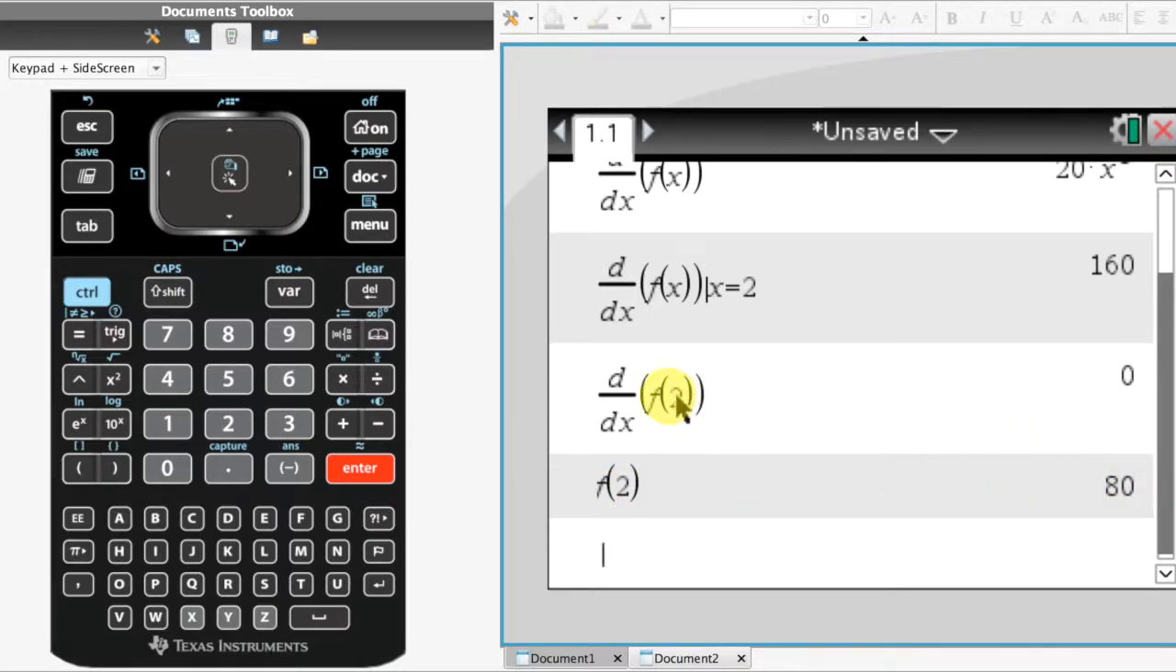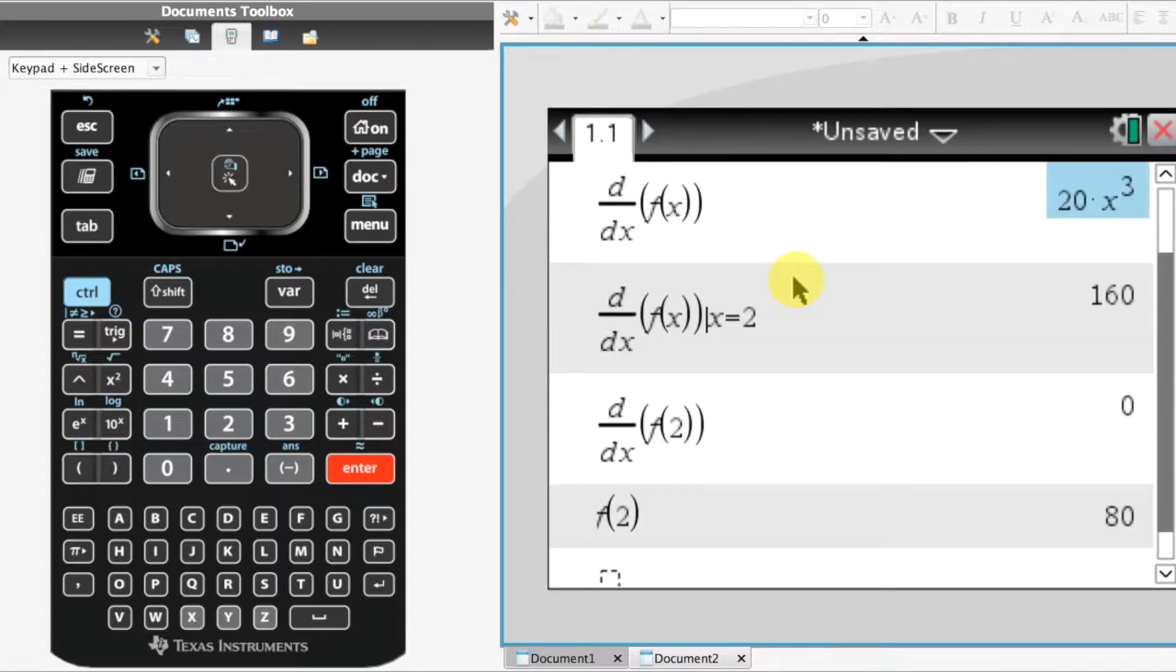Then what the calculator does, it says, okay, here's the 80. Let's work out the derivative of 80. And of course, the derivative of any constant is 0. So what we need to tell the calculator to do is saying, hey, we've got a function f of x. Let's work out its derivative, and that will be an expression involving x. Then let's make x equal to 2. So the derivative of f of x will produce 20x cubed. Then if we substitute 2 into this rule, we'll produce 160.